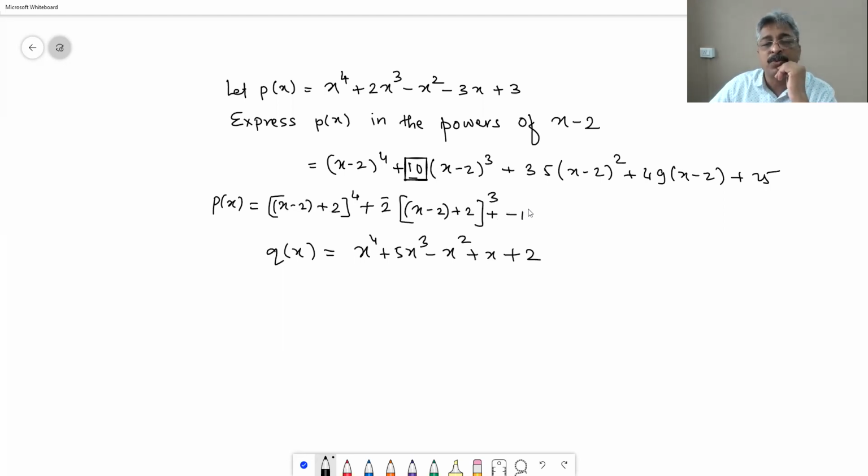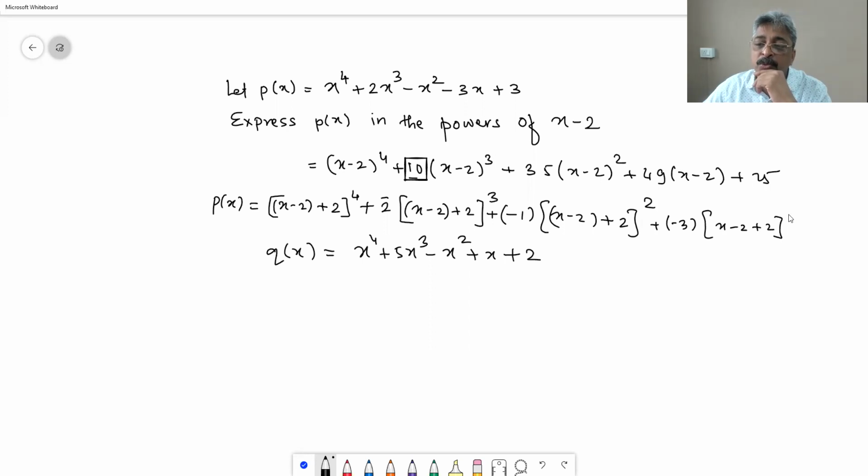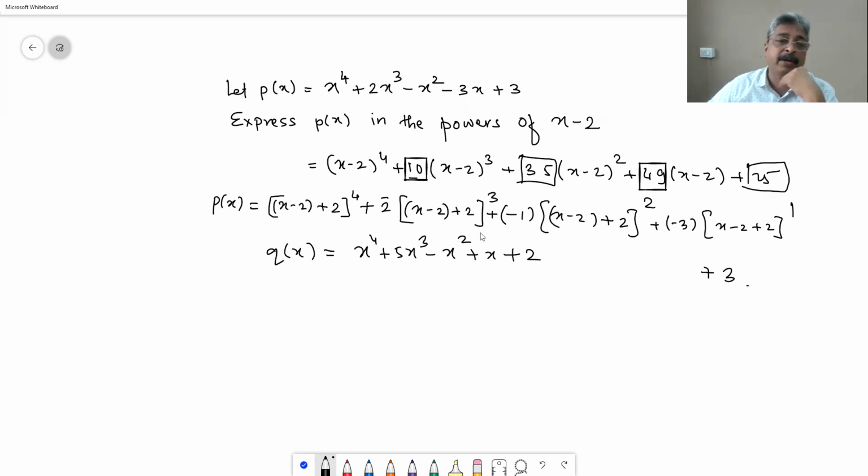Here you have minus 1 times x minus 2 plus 2 raised to 2, plus minus 3 into x minus 2 plus 2 raised to 1, plus 3. Then you have to collect all the like terms and keep pushing them ahead to get all these numbers: 10, 35, 49 and 25. Maybe there is a better method.